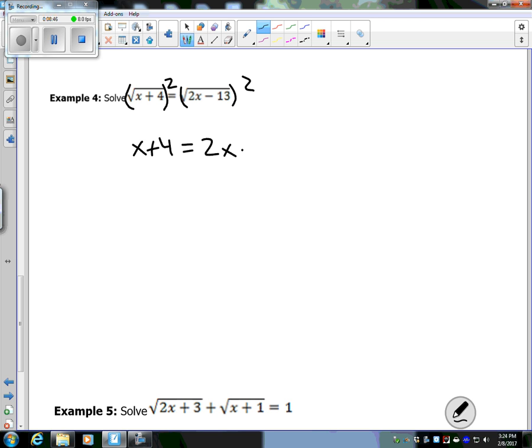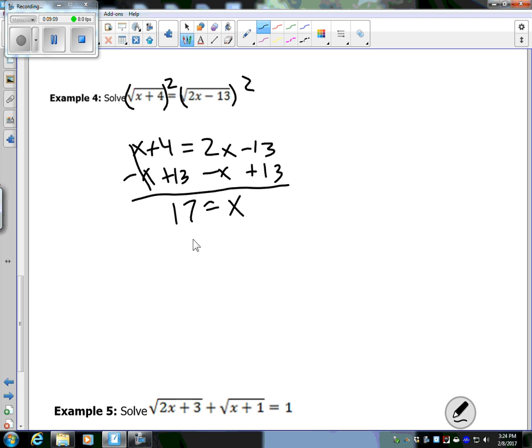Now you just get your like terms together. So minus x. I'm going to add 13 to the left side, put my variables on one side, my constant terms on the other. So 17 equals 1x, or just x. And I did not use a quadratic. I didn't have a quadratic anywhere, so this is a solution.